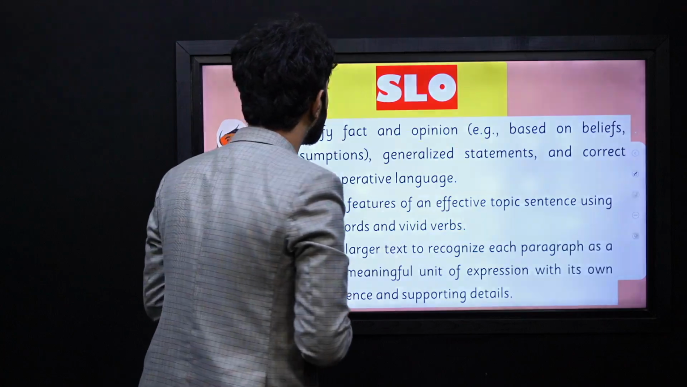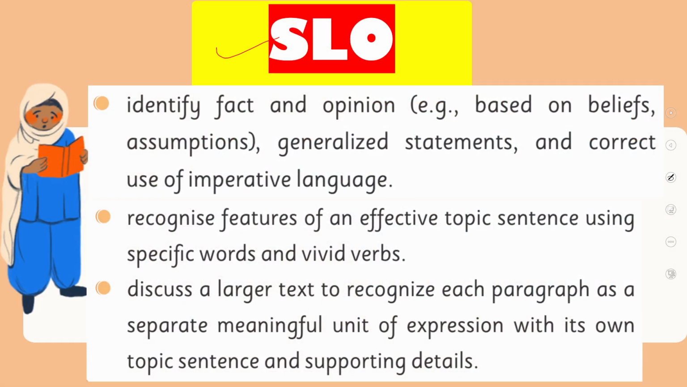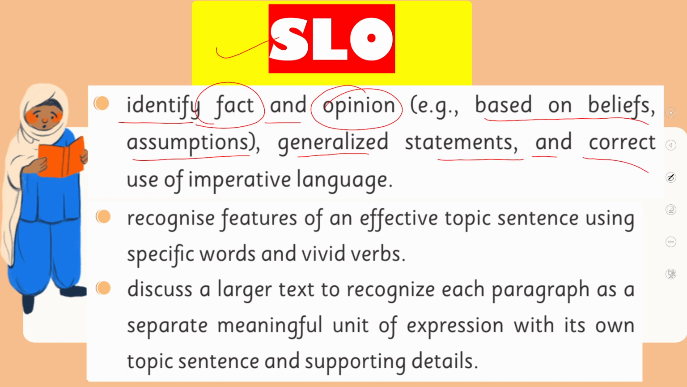So, our SLOs are merged together. Let's read them one by one. Number 1 is identify fact and opinion. For example, based on beliefs or assumptions, generalized statements, and correct use of imperative language. Now, we will see the difference between fact and opinion and what are beliefs and assumptions. Also, the use of imperative language.